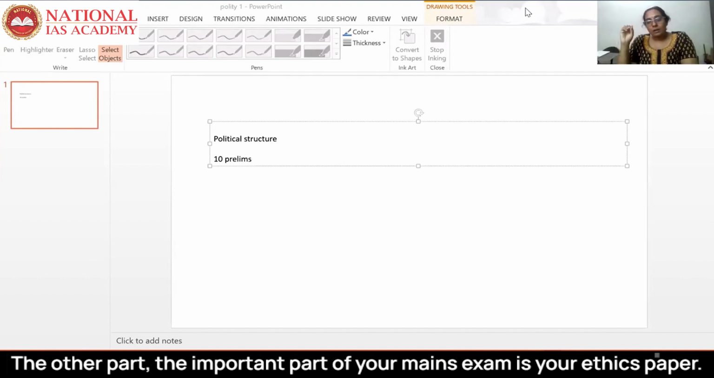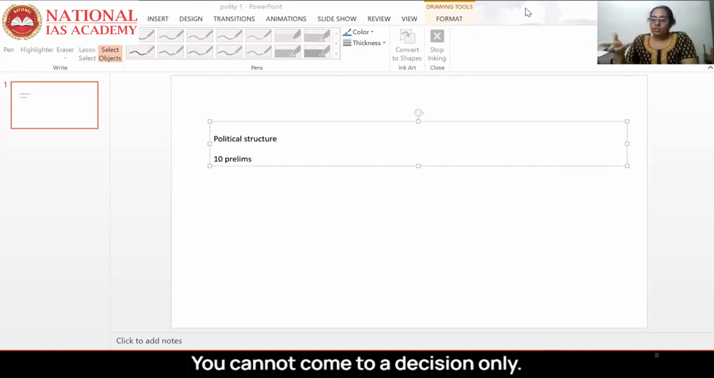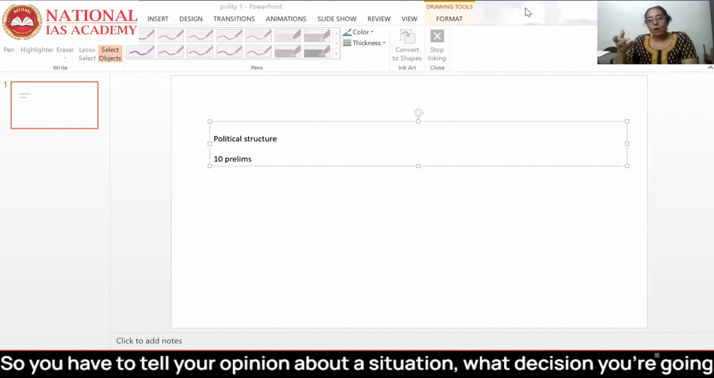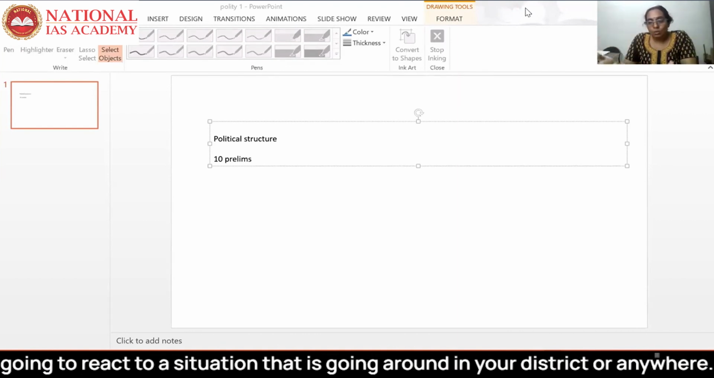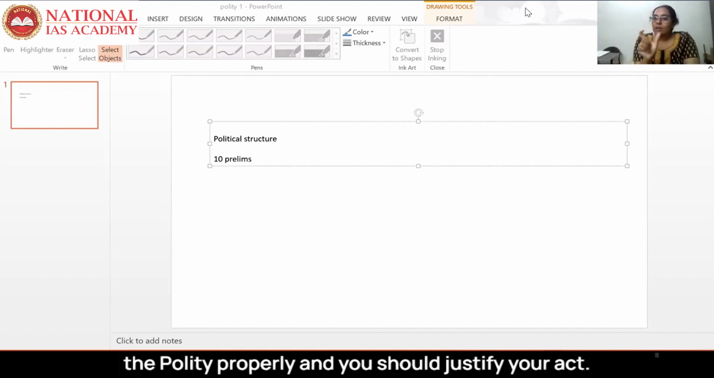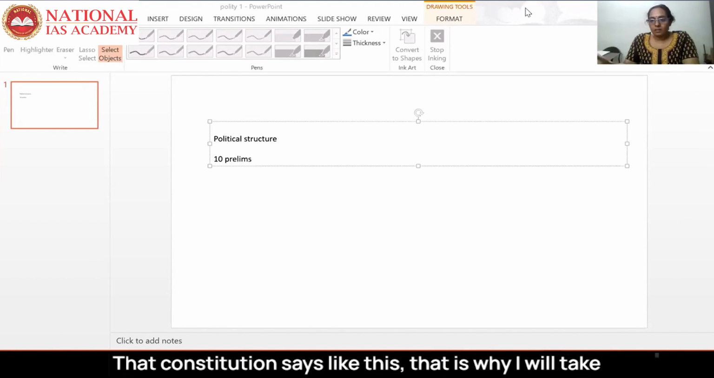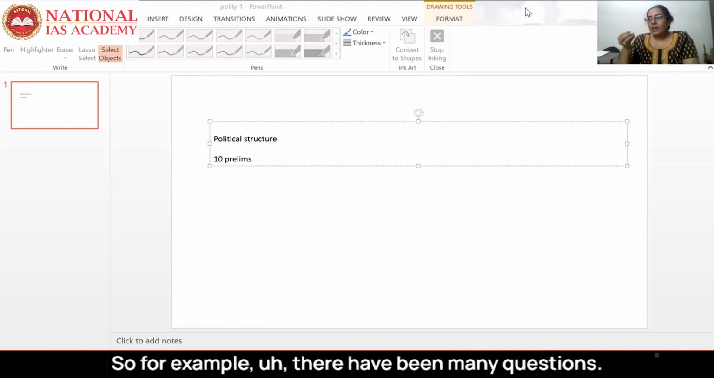The other important part of your mains exam is your ethics paper. And if you don't know the constitution, how will you come to a decision? You cannot come to a decision at all. You have to tell your opinion about a situation: what decision you're going to make, what your reaction will be, and how you're going to react to a situation that is going on in your district or anywhere. When the question is like that, you should know polity properly, and you should justify your act: the constitution says this, that is why I will take this decision, and I will be in line with the constitution.